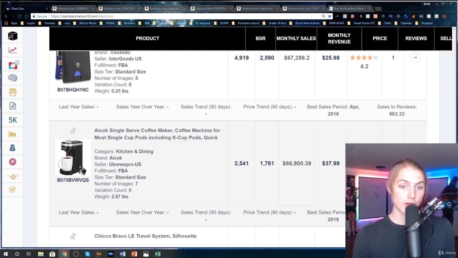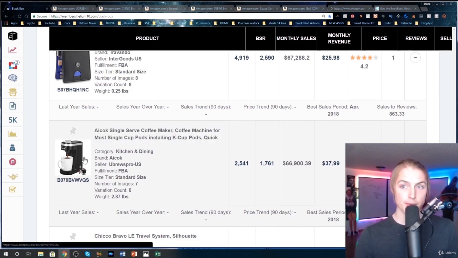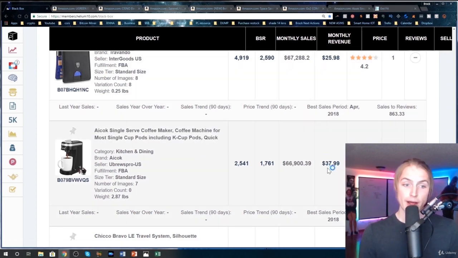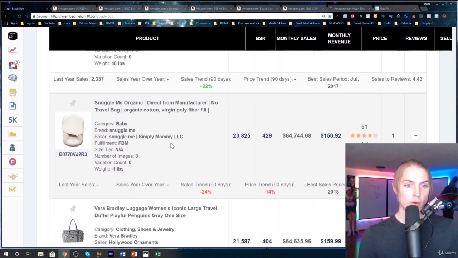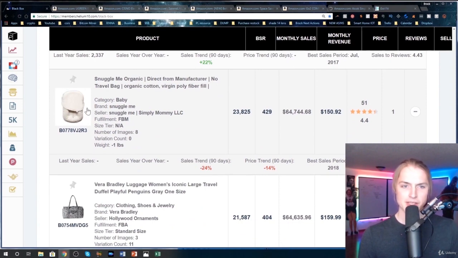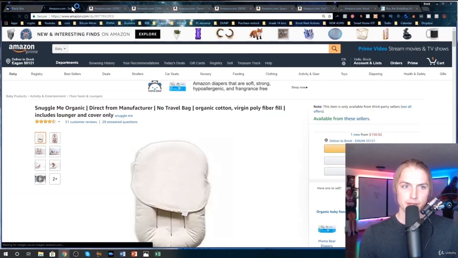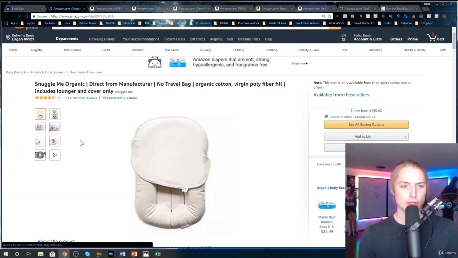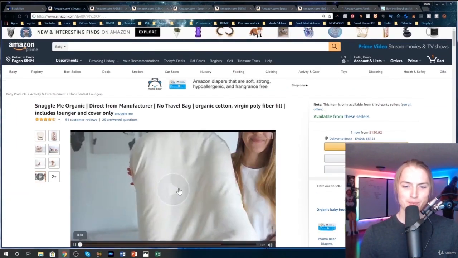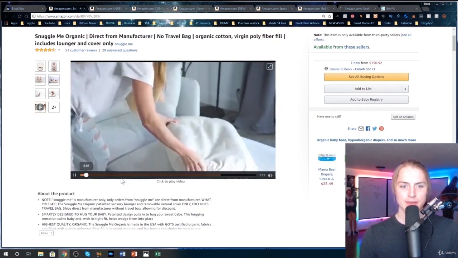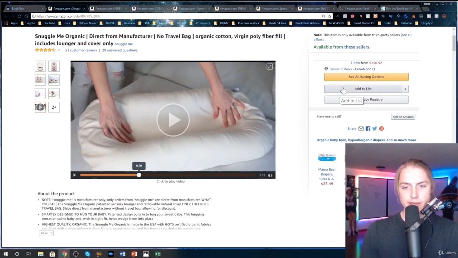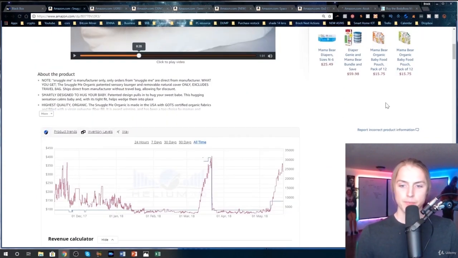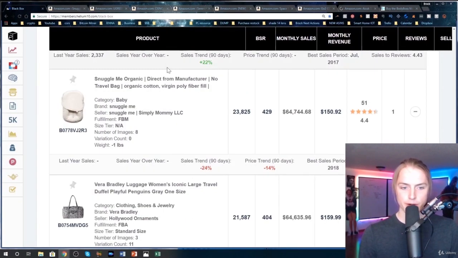For most single cup pods and stuff. Okay, so now this does start to get me interested. We've seen two travel coffee makers. So that's somewhat interesting. What else could we get? What is this? Snuggle Me Organic, direct from manufacturer. That might be a brand. Let me see. But what is this? A travel bag? What is this? This is like a baby. Hi, I'm Carrie, mom of 2, and this is my little 3-month. So this could be a really good way. It looks like it's safe, it's secure. That's pretty cool. Looks like they're doing pretty good on revenue too.